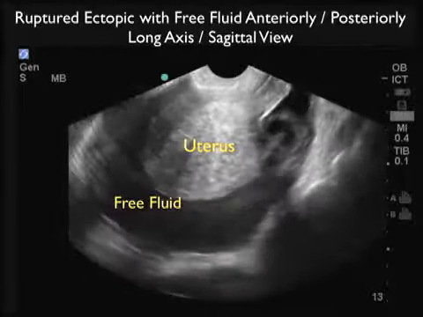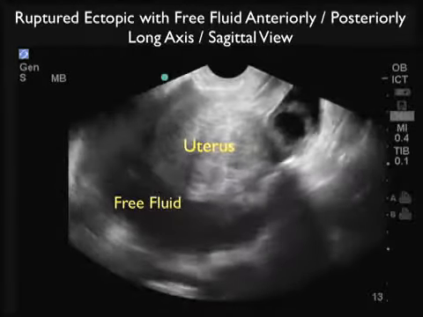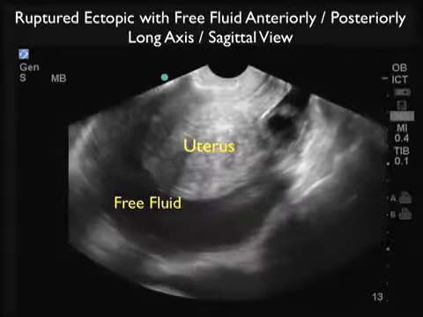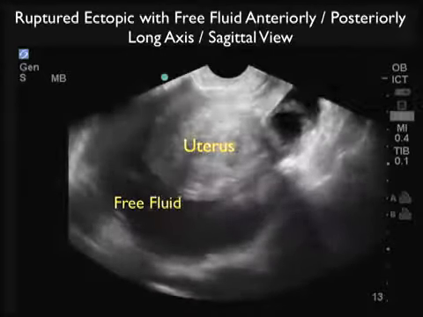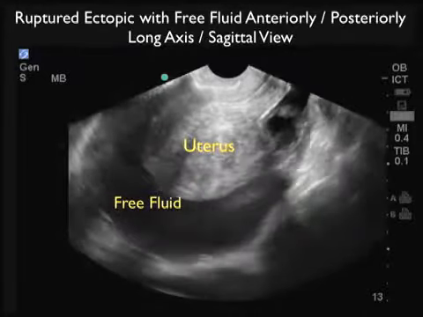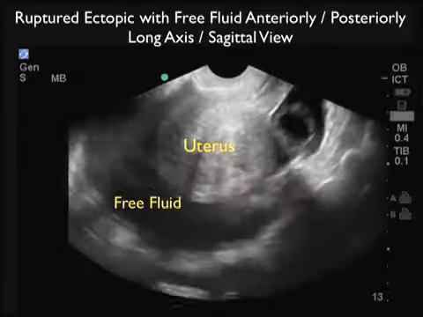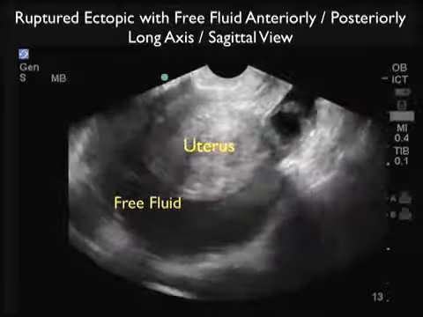to flow anteriorly there to the uterus as well. Unfortunately, this patient was later diagnosed with ovarian cancer, and all of this fluid was ascites that had built up from the pathology within the ovary, but a huge amount of free fluid on transvaginal long axis or sagittal scan, almost dwarfing the uterus in its proportion.